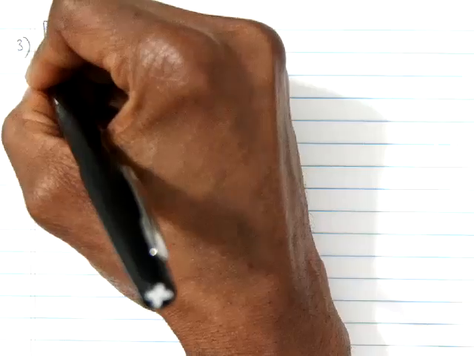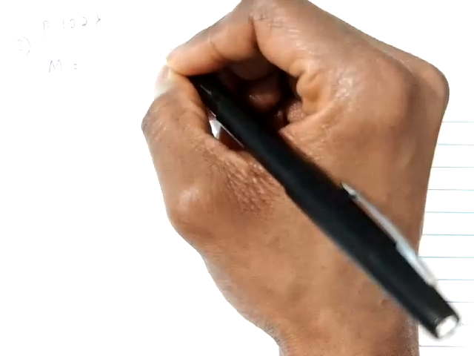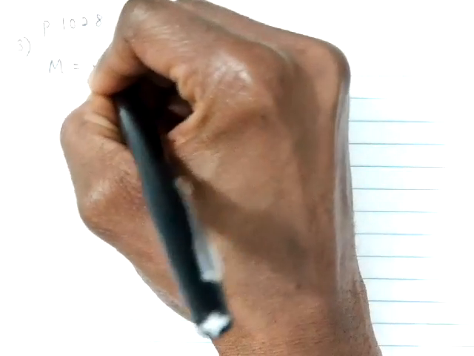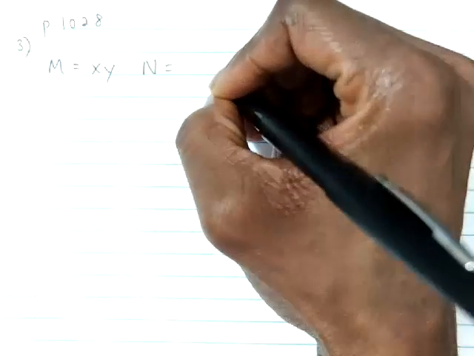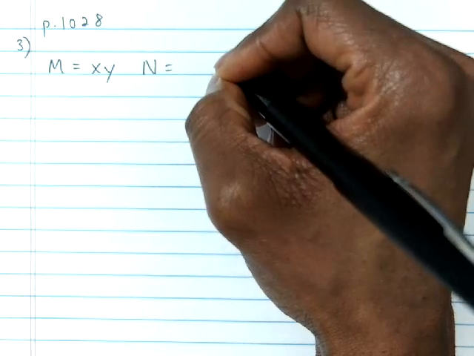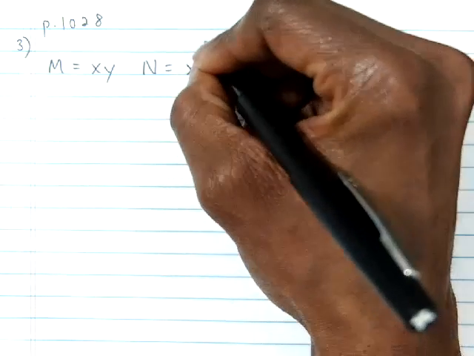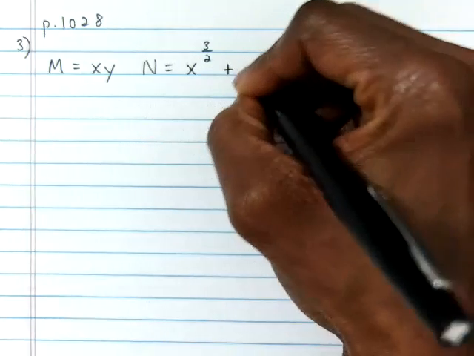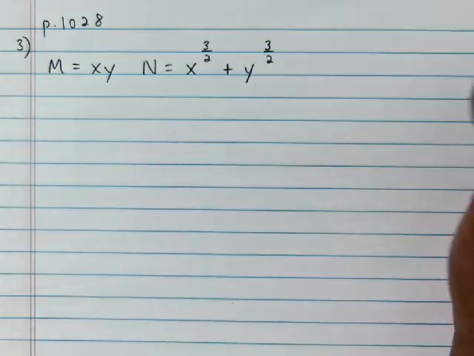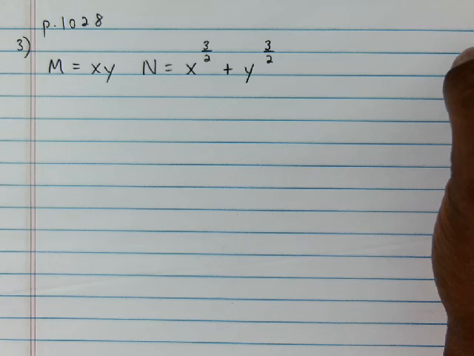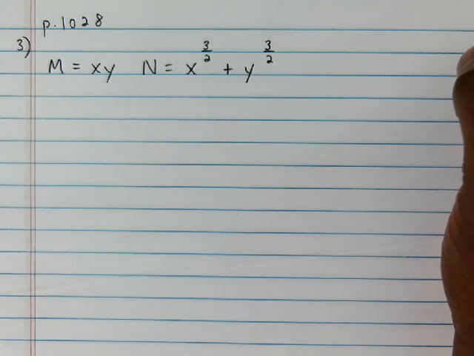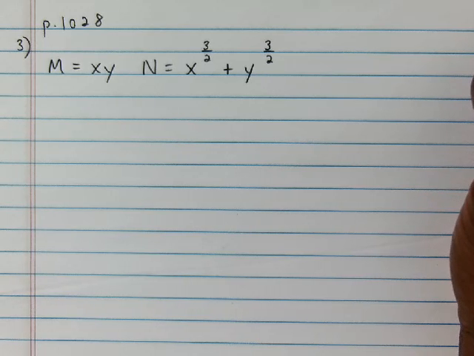So they give us that M is equal to xy, N is equal to x to the 3 halves plus y to the 3 halves. And they tell us C is the square with vertices 0,0, 1,0, 1,1, and 0,1. So keeping in mind that we know we're going to evaluate a double integral, we can go ahead and sketch our region, because whenever we evaluate a double integral, we always sketch the region over which we're integrating.